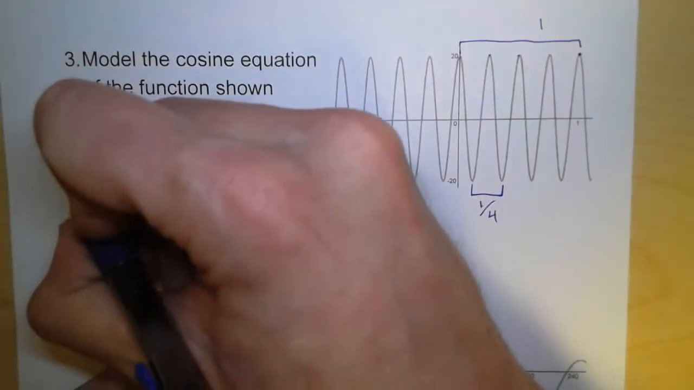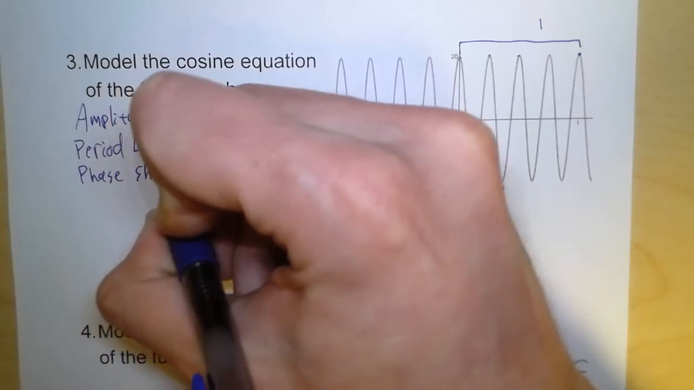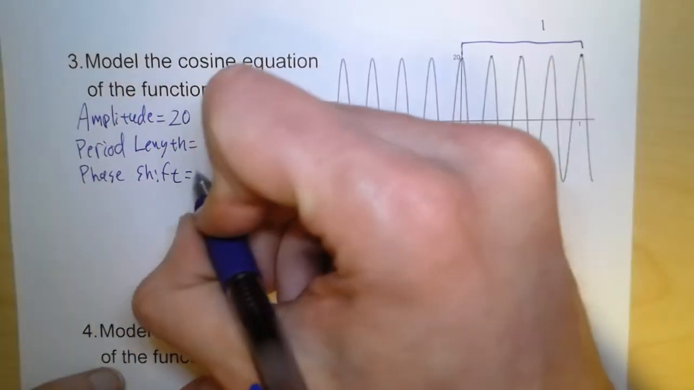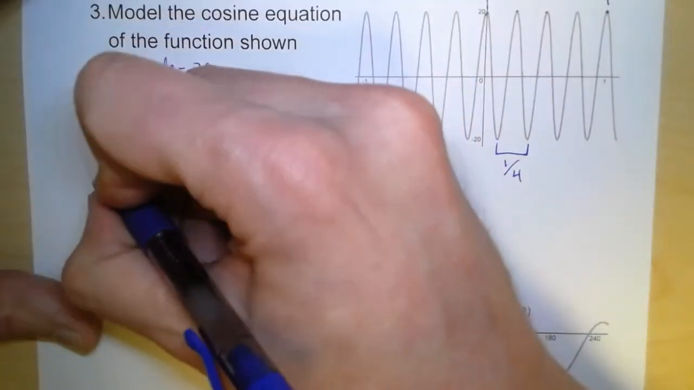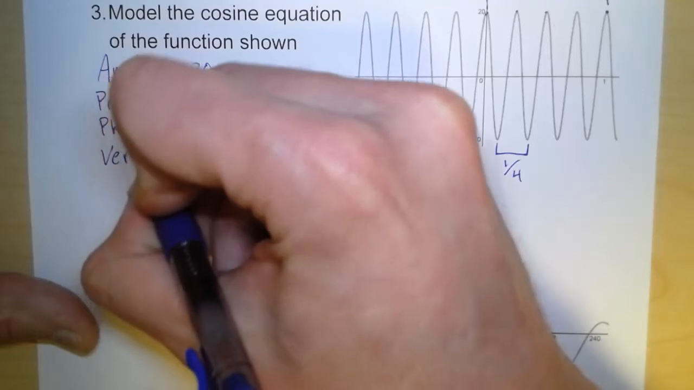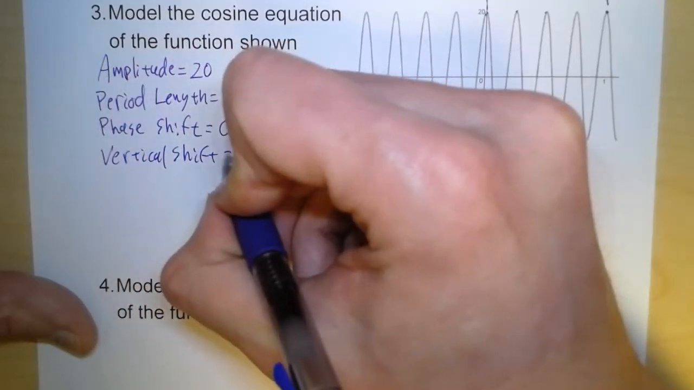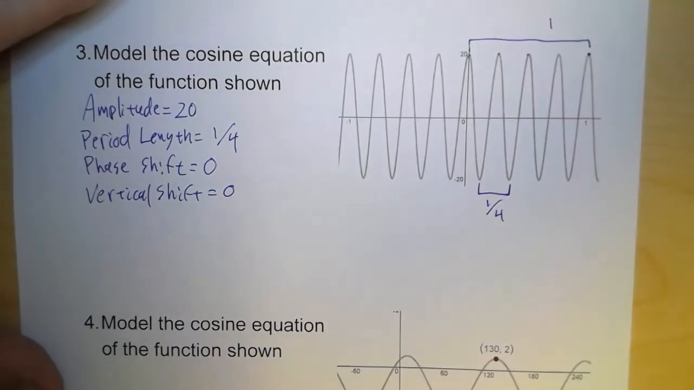Now our phase shift is actually pretty easy here because our graph is starting on the y-axis at the top. So our phase shift is just 0. Likewise, so is our vertical shift. It's centered on the x-axis. So our vertical shift, that is also 0.